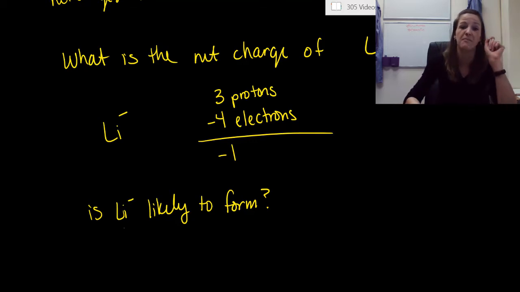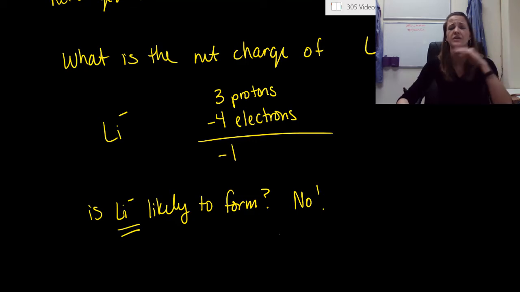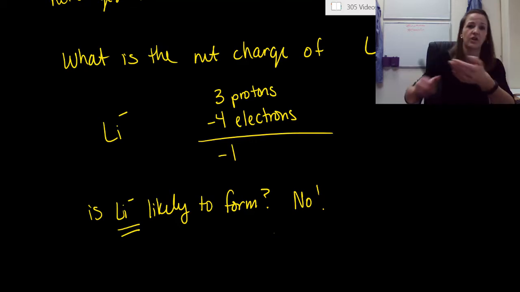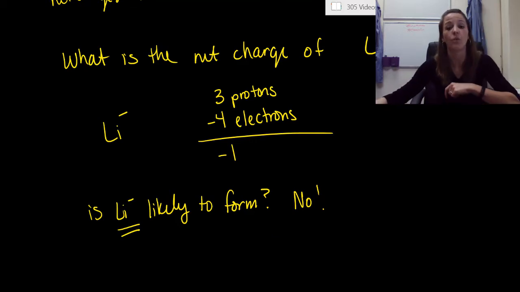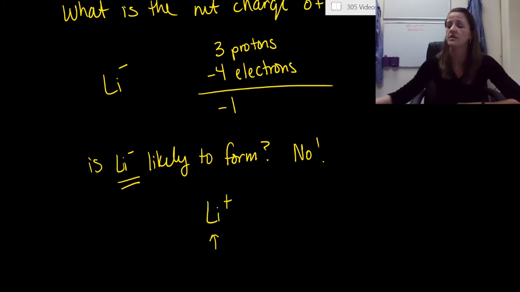So is lithium minus, or lithium anion, likely to form? No, absolutely not. There is no reason why that would happen. Some kind of weird energy situation would have had to occur in order to force an electron onto lithium like that. So now we know that the one that actually wants to form is the cation, which is lithium plus. So here's my next question.